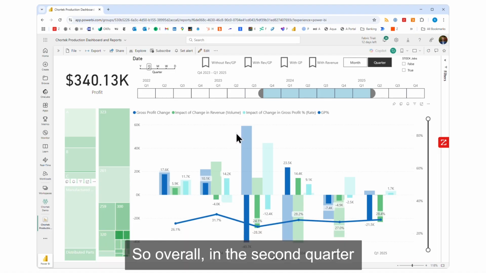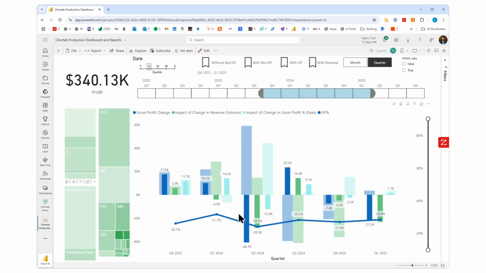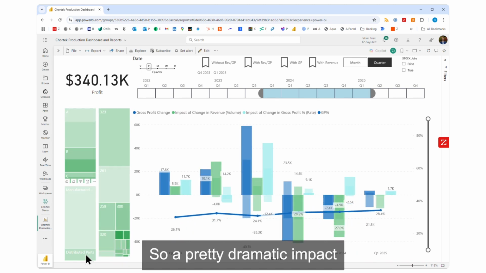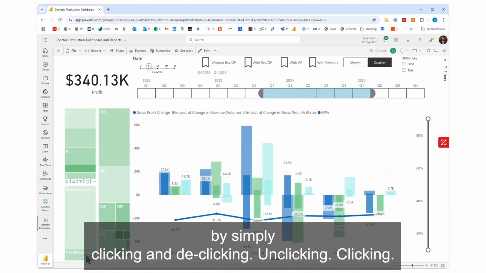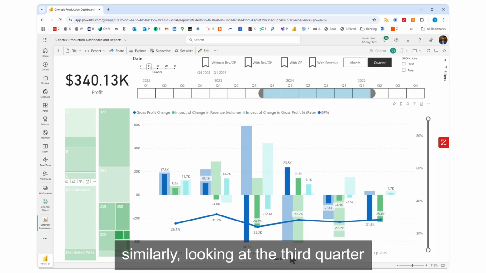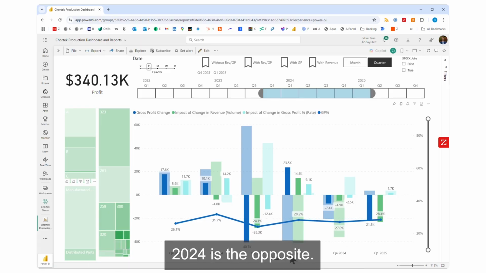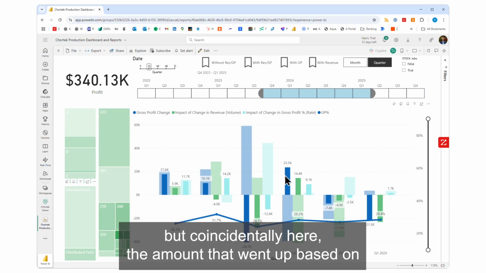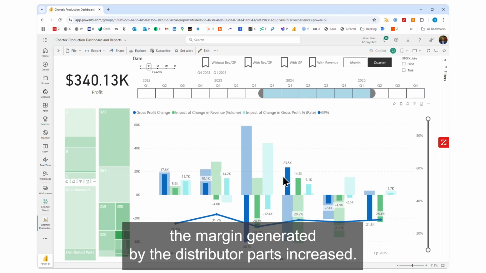So overall, in the second quarter, 2024, gross profit dollars went up. But when you take distributed parts only, they dropped. Okay, so a pretty dramatic impact by simply clicking and unclicking. Similarly, looking at the third quarter, 2024, it was the opposite. Overall, the business dropped in gross profit, but coincidentally here, the amount that went up based on the margin generated by the distributed parts increased.